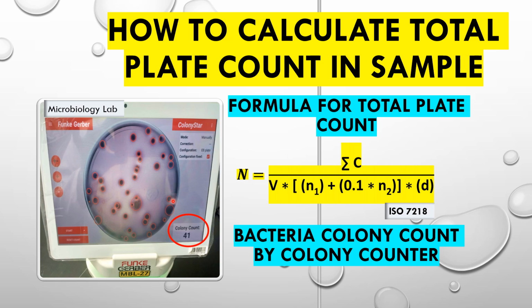This is the colony counter, which has different modes. It may be used manually, and it has an automatic mode. This formula applies for total aerobic plate count, and for all kinds of counting on solid media: total bacteria count, total E. coli, total coliform, all bacteria we count in general. In the next part we will discuss this formula in detail, and what its actual meaning is.